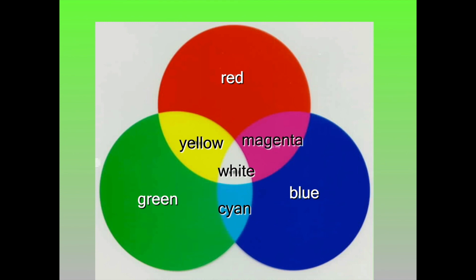So here they are. If you start with red, green, and blue, those are our primary colors of light, and you mix them together in different combinations. So if we look at all of them together, we'd get white. Red, green, and blue mixed together makes white light. If you mix red and green, you get yellow. If you mix green and blue, you get cyan. And then if you mix blue and red, you get magenta. So that's how the colors work with light.